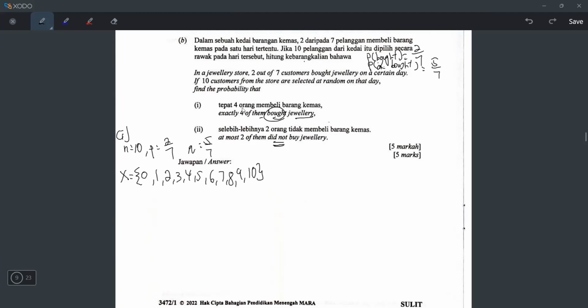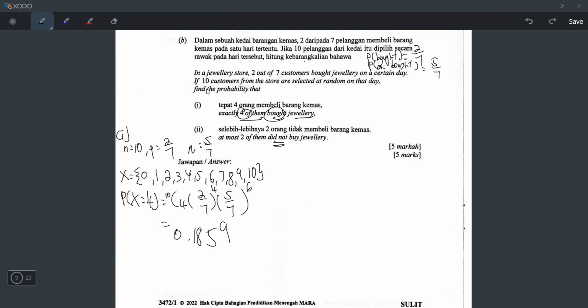Okay. And what they want is only exactly 4. So we'll only do P(X = 4), and we will use the binomial distribution formula. So 10C4, bracket, write P first, 2/7, and then write Q. Here is 4, here also 4, and then here will be 10 minus 4, which is 6. Press this in your calculator, you should get 0 point something. So 10C4 times bracket 2/7, power 4, and then times again, open bracket 5/7, close bracket, power 6. The answer is 0.1859. So that is the answer for question 1.